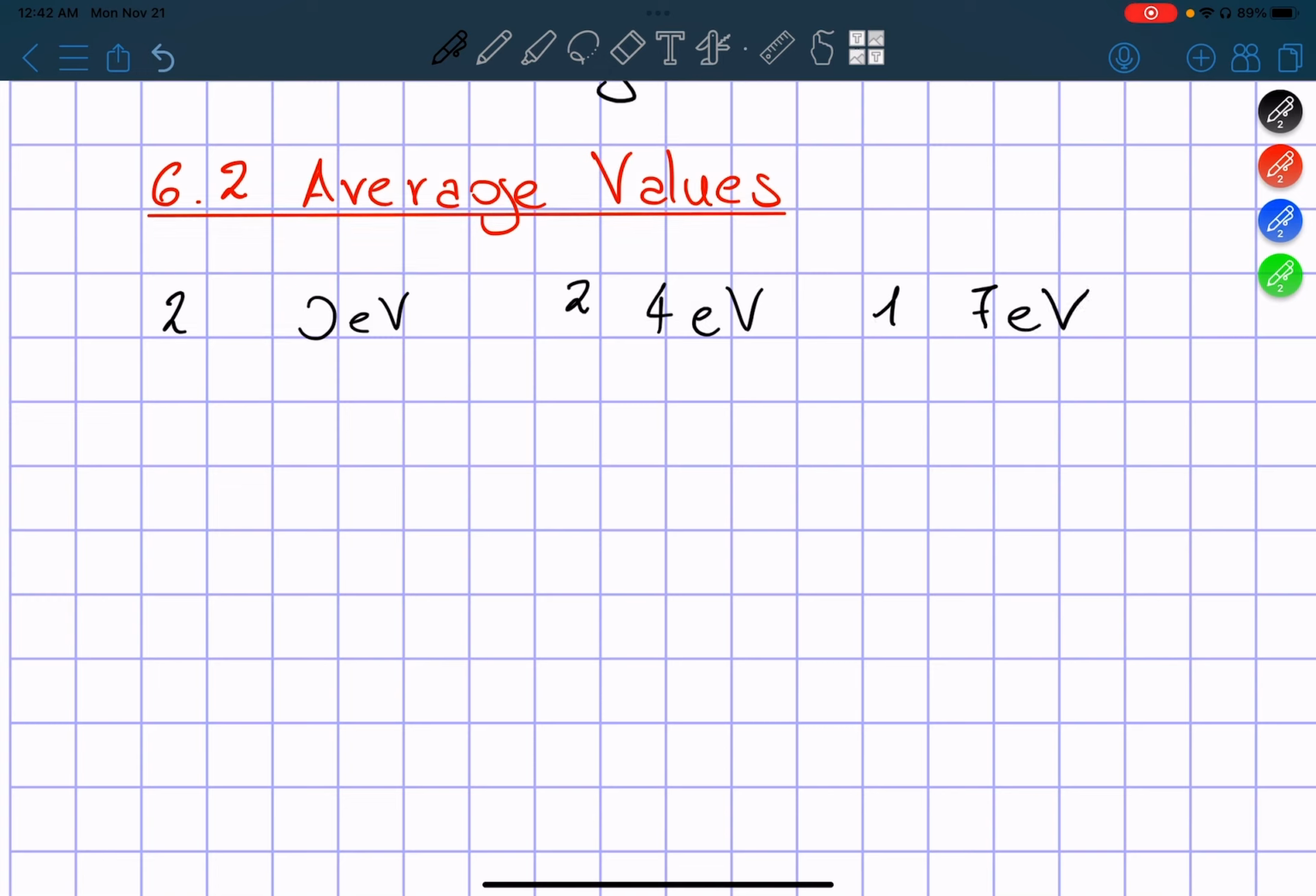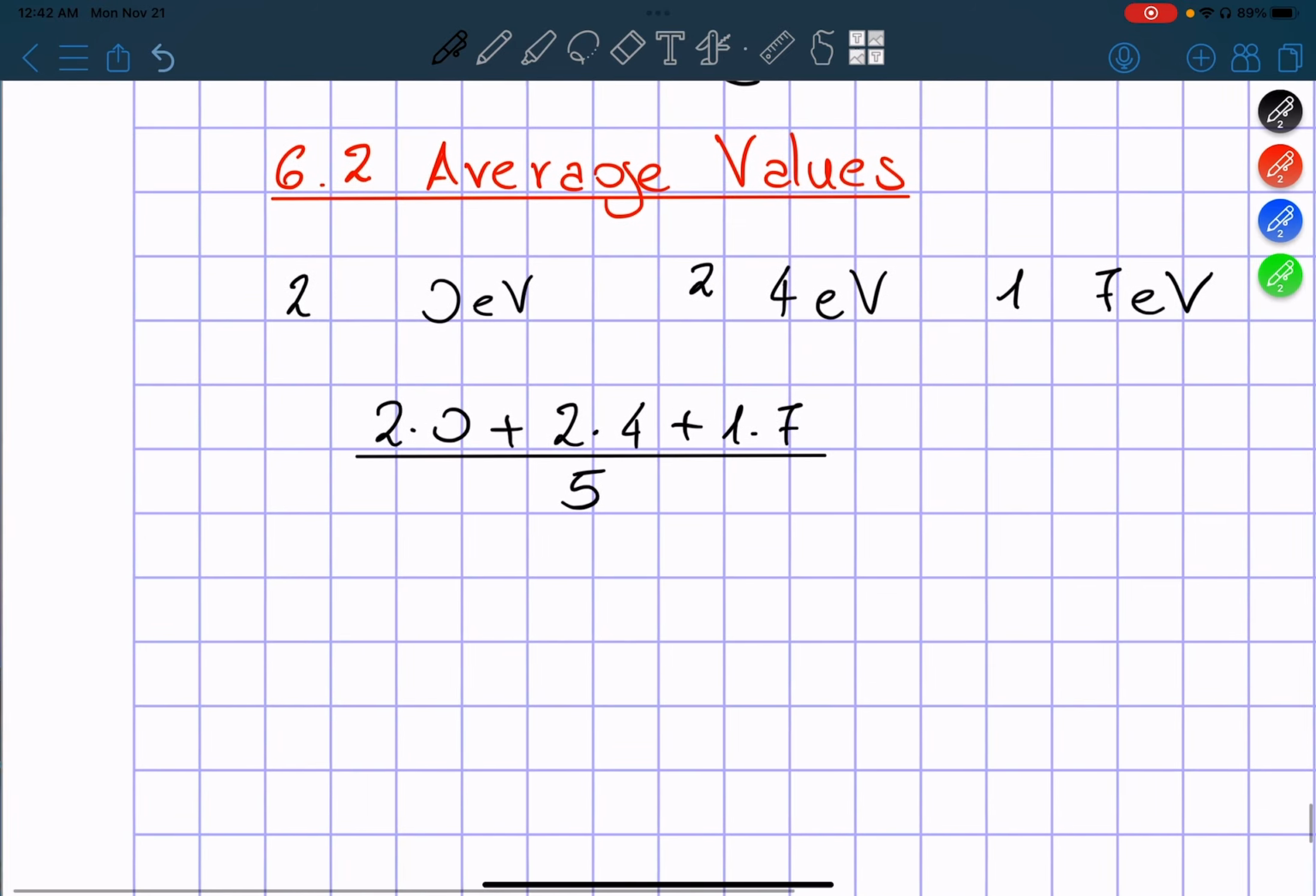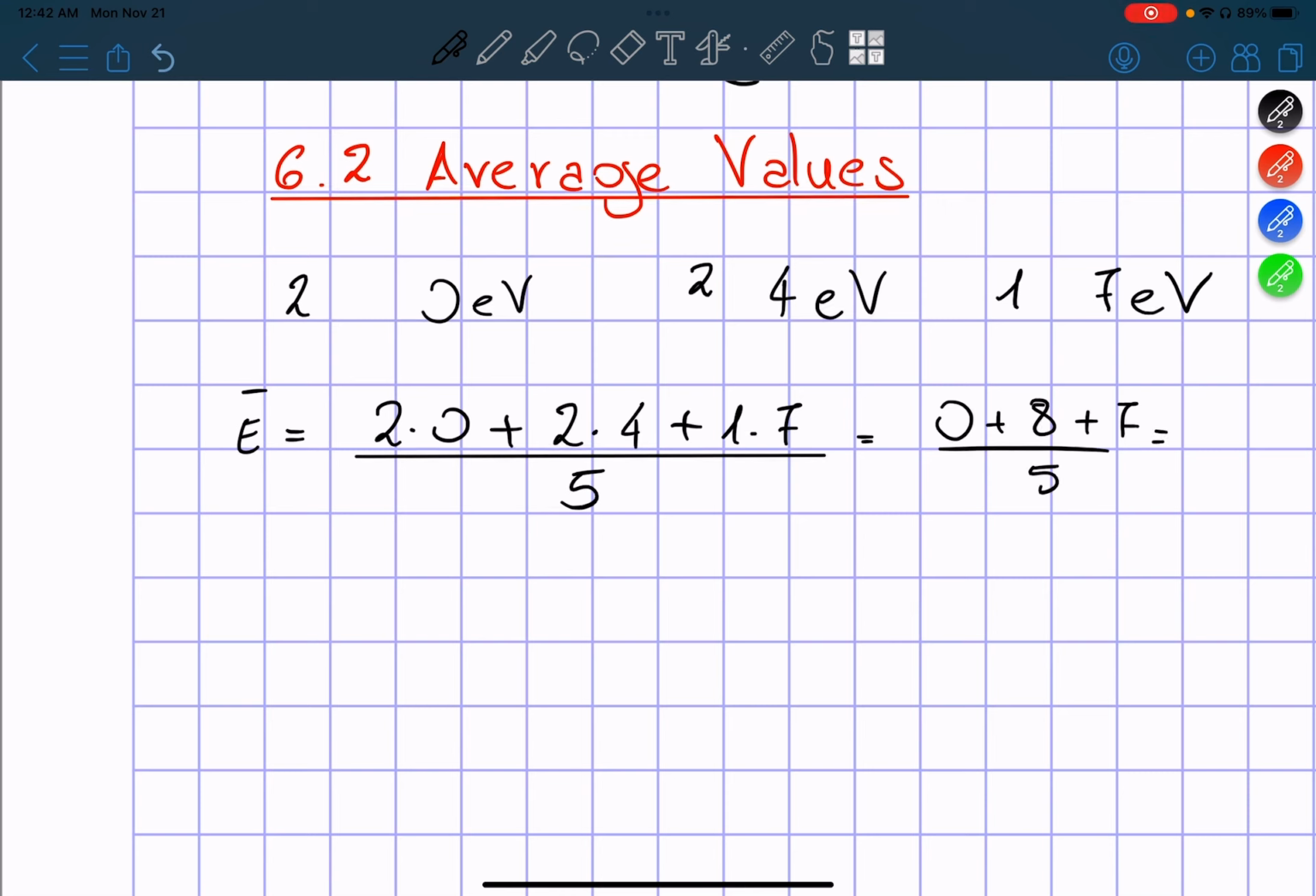So how do you find the average? Well, you add them all up and you divide it by the number of atoms. So I'm going to keep it the same: 2 times 0 plus 2 times 4 plus 1 times 7, all divided by 5. This way, we find the average energy. Therefore, it ends up being 0 plus 8 plus 7 divided by 5, which equals 3 electron volts.